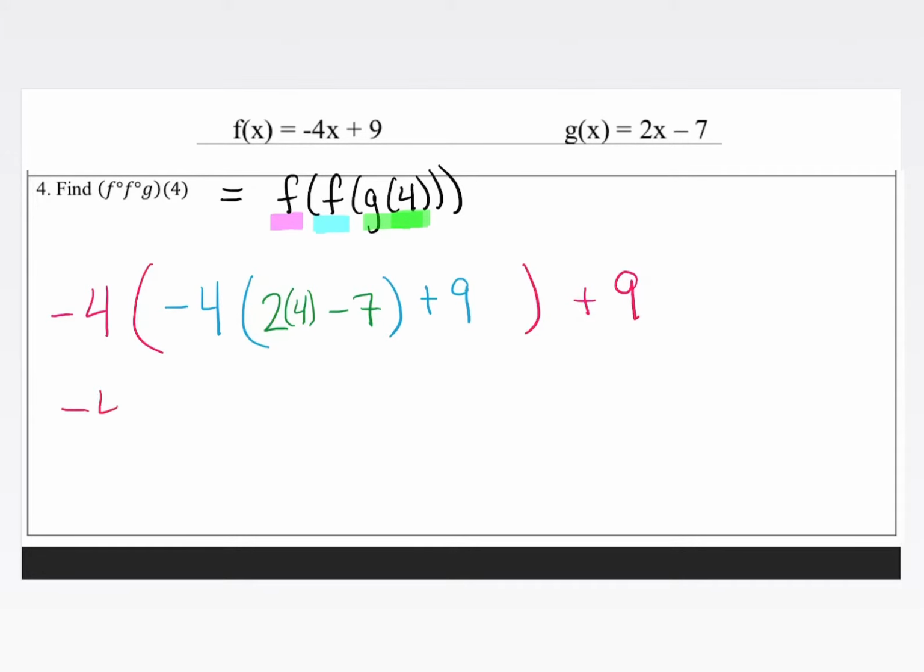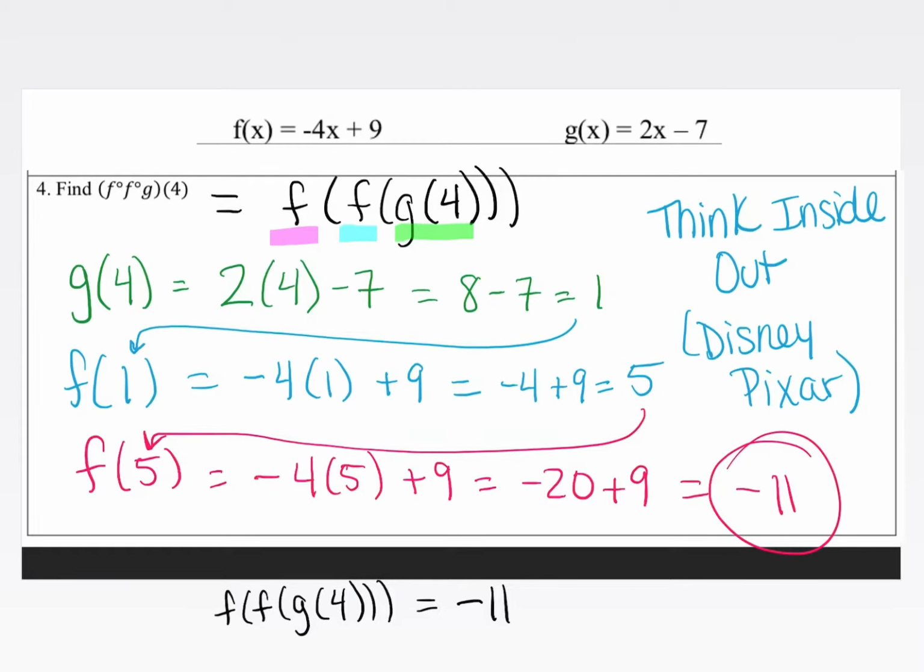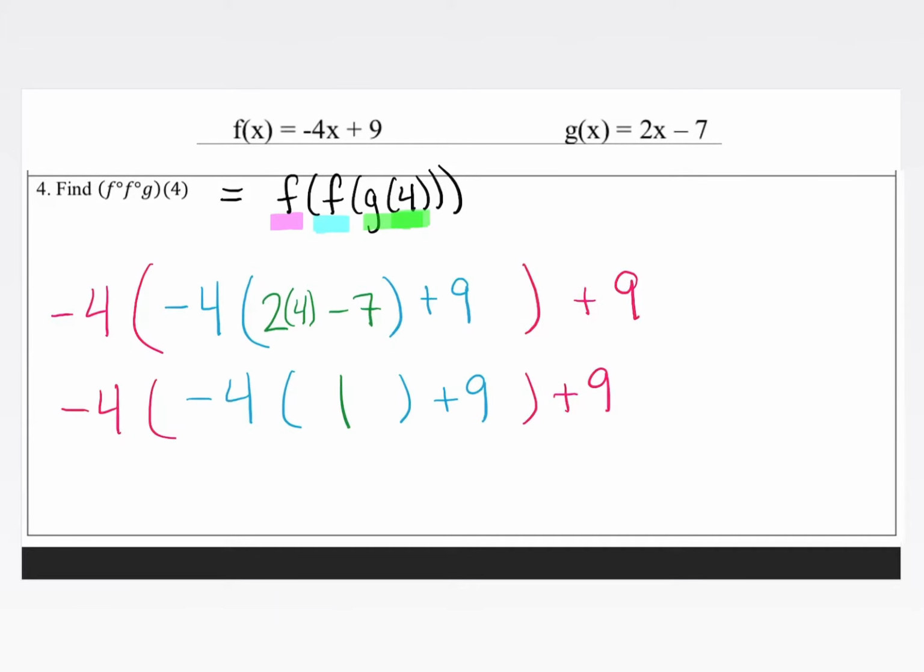So we're going to have negative 4 times negative 4 times 1 plus 9 times negative 4 plus 9. So it's kind of layered in. See, just like what we did in this example previously, we simplified with that g of 4, and now we're going to plug that into our next f function. That's basically what we're doing here. However, the more functions that we have, the larger your composition of function becomes, the more difficult it will be to probably keep track of everything.